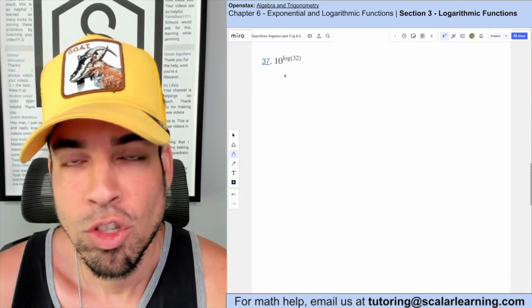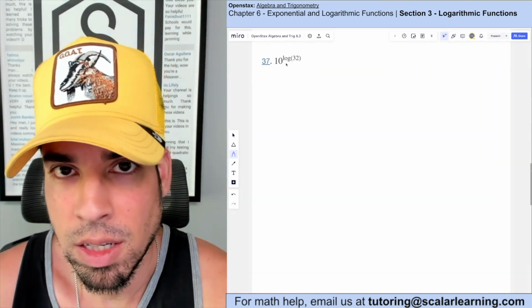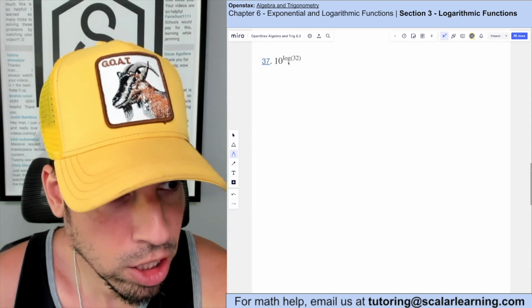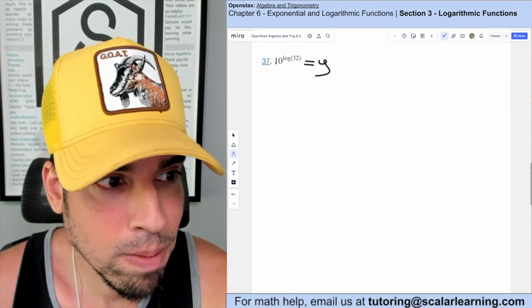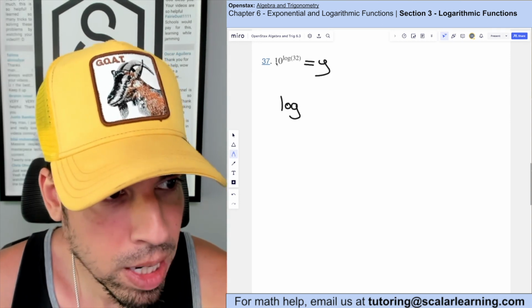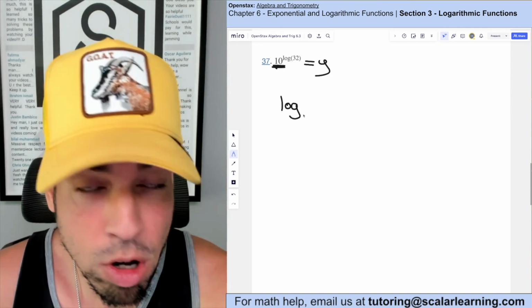Boom, done. So for this one, we can solve by converting this into logarithmic format. Okay, so check this out. Again, for this equaling some y value, right? If we think about it, it's log base, whatever this is, which is 10. So log base 10.